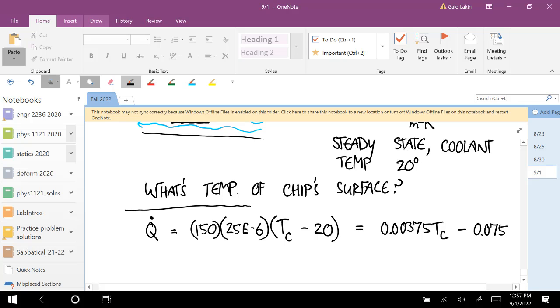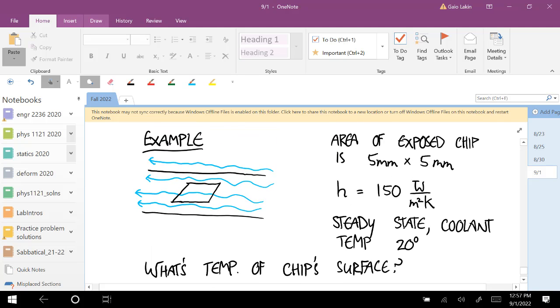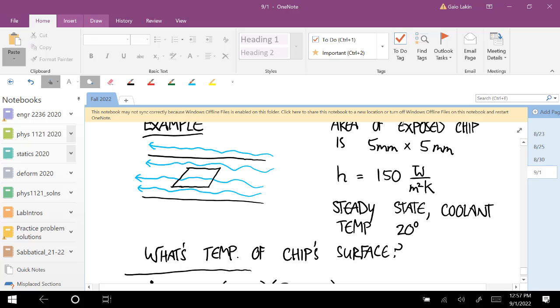And in this case, is there no work being done in the system? There is, because I forgot to write it. That's important. The work being done is electrical work delivered to the circuit. So the electric power, I'm going to fit it in here so it looks like I did this from the start. The electric power going to the chip is 0.225 watts.